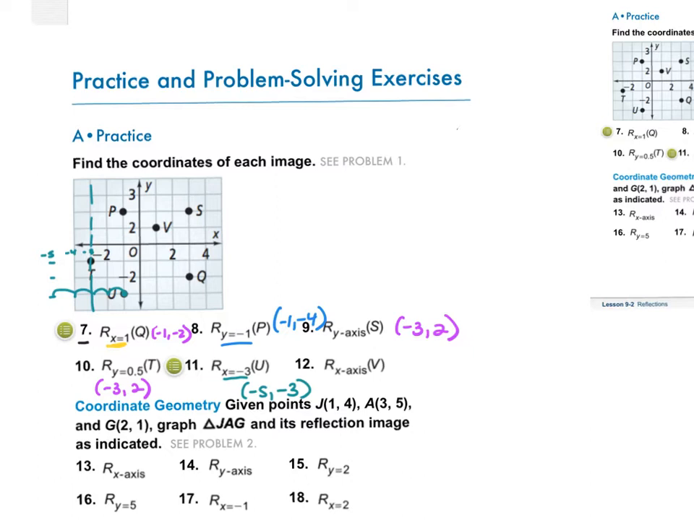And then this last one is V, x-axis. So the x-axis is here. V is 1 unit above it. So you've got to go 1 unit down from there. And that would be +1, -1.